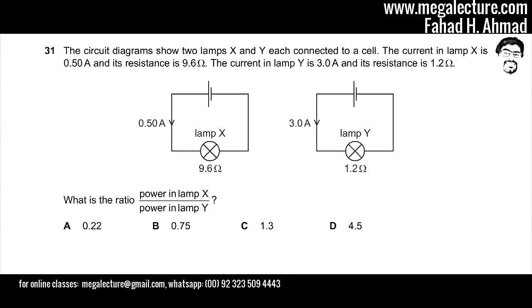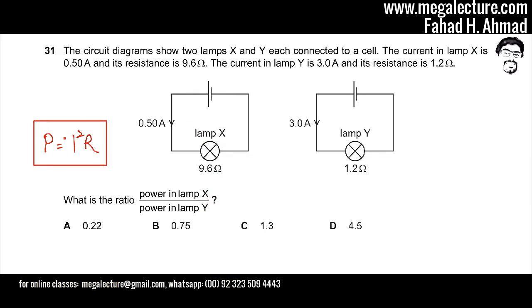The following question states that the circuit diagram shows two lamps X and Y each connected to a cell. The current in the lamp X is 0.5 amperes and its resistance is 9.6 ohms, and the current in lamp Y is 3 amperes and its resistance is 1.2 ohms. So these values are provided for both circuits, and the question now is, what is the ratio of power in lamp X with respect to power in lamp Y?